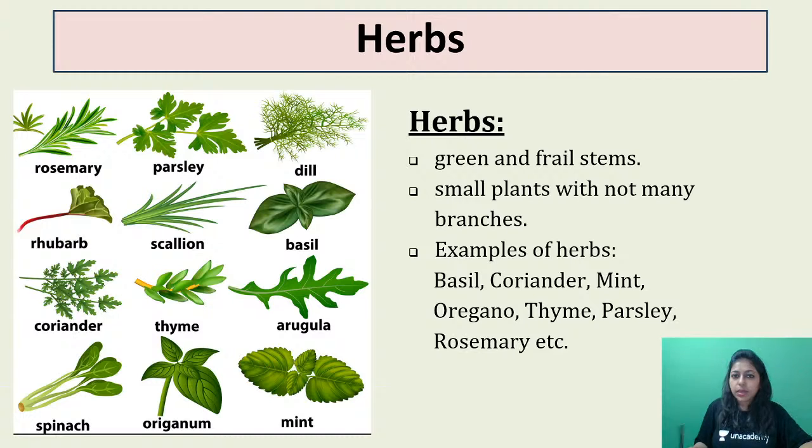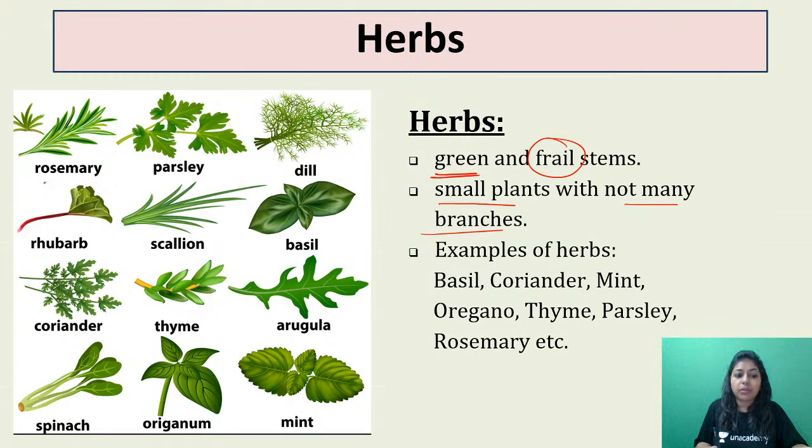So here we go. Here we are with herbs first of all. Now what is the most important characteristic feature of herbs? They are green and they have frail stems. That means they have very weak stems. You can easily knock them off. You can easily break them. So these are very, very small plants with not many branches. Some examples of herbs, you must be using in your food, or while making tea, or otherwise we can eat them because they help to improve our immunity.